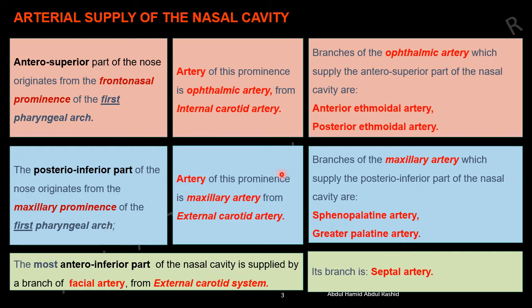Artery of this prominence is maxillary artery from external carotid artery. Branches of the maxillary artery which supply the postero-inferior part of the nasal cavity are sphenopalatine artery and greater palatine artery. The most antero-inferior part of the nasal cavity is supplied by a branch of facial artery from external carotid artery. That branch is septal artery.